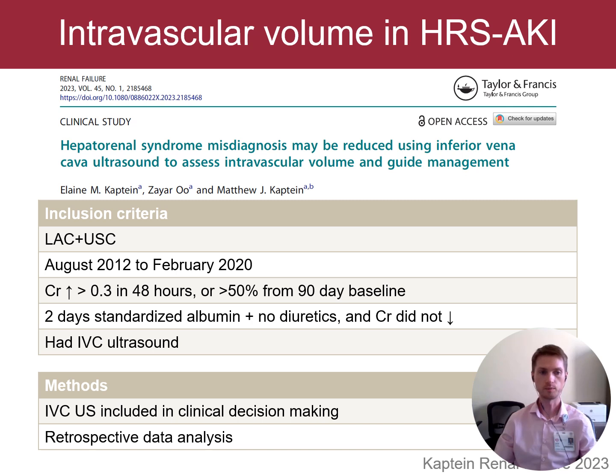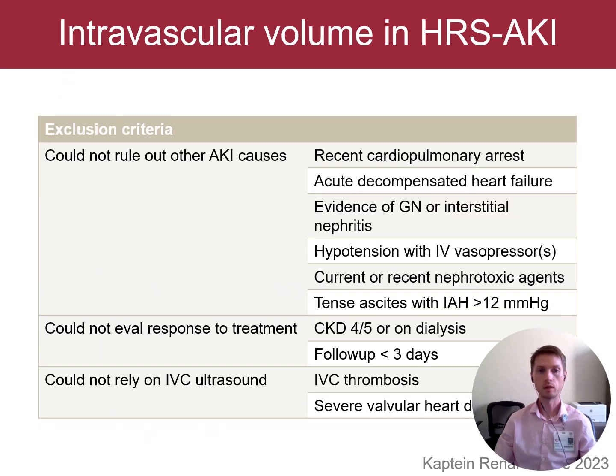And we had strict inclusion criteria, which basically required that they meet the criteria for hepatorenal syndrome, including having had 2 days of standardized administration of albumin and holding of diuretics, and that the creatinine did not improve within those 2 days. These patients also were required to have an ultrasound of their inferior vena cava at that 2-day mark. We also had many exclusion criteria that were designed to make sure that we could not rule out other acute kidney injury causes.